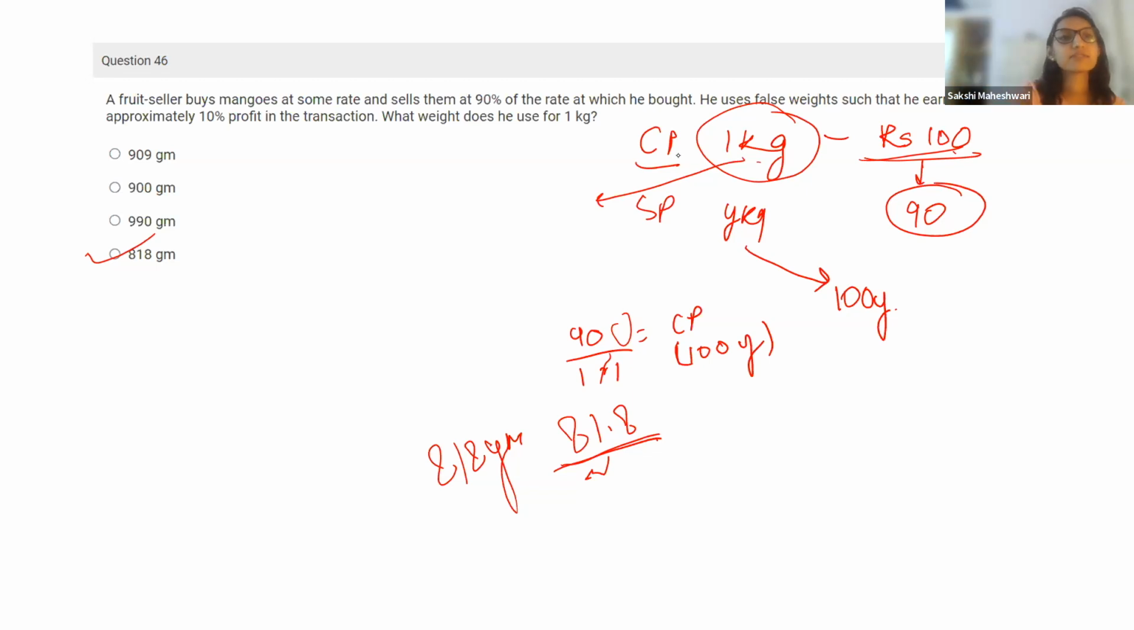Okay. So this you could have gone through in the first go. You could have attempted it in the first go. You could easily get done with it in like 2 minutes or so.